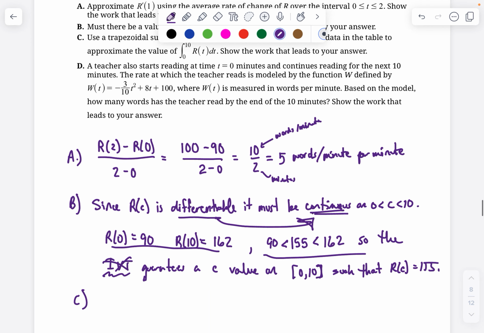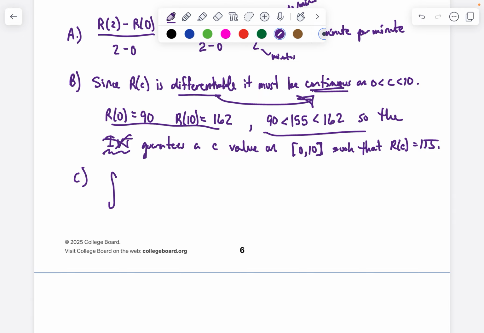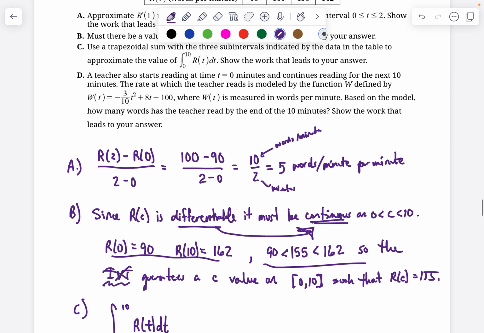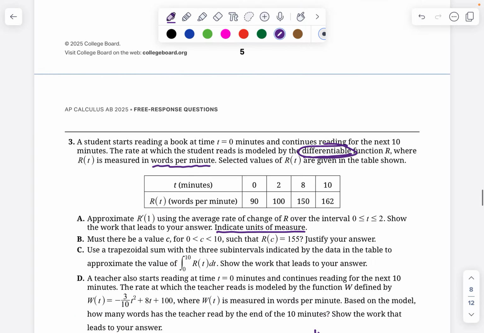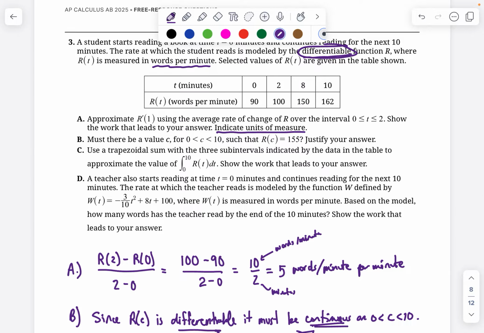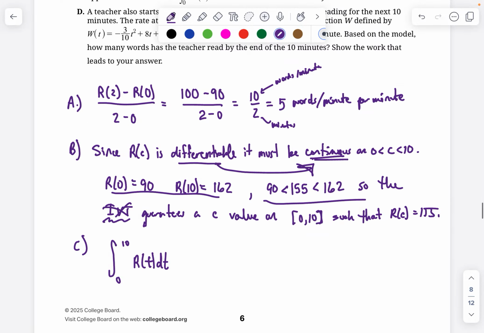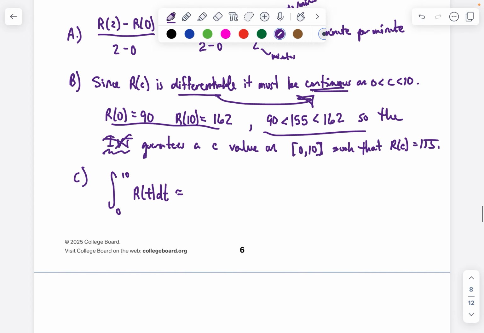So if it's a trapezoidal sum, we can come in here and say, well, the integral from 0 to 10, R of t dt. And so then I can come back up here and say, well, that is going to be approximated by my trapezoids. So remember that the area of a trapezoid is 1/2 times the sum of the bases times the height of that trapezoid.